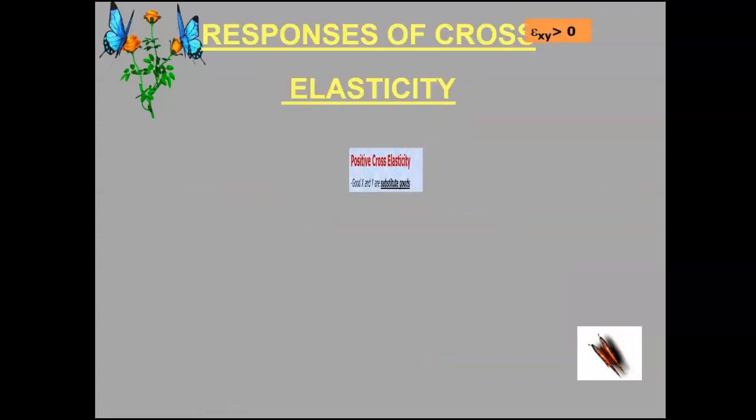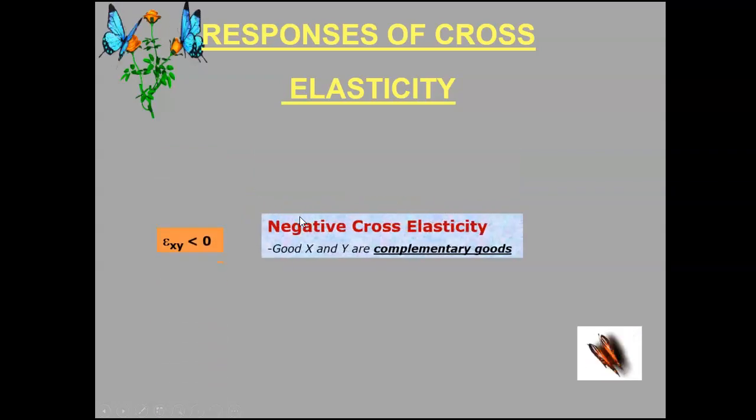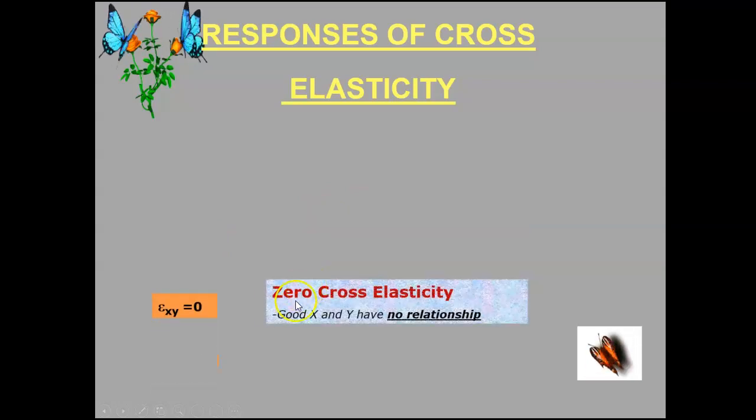So once you get the answer, if the answer is greater than 0, then the relationship between good X and Y are substitute goods. If you get negative, less than 0, then the relationship between good X and Y are complementary goods. If you get 0, then it means that good X and Y have no relationship.